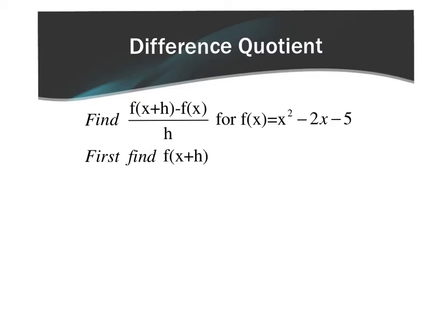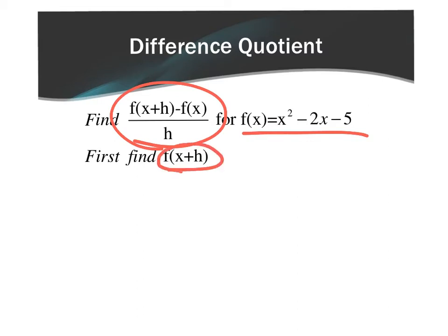The instructions will say find the difference quotient. So this time it gives it to you, but it doesn't always give it to you. It just could say find the difference quotient. You need to know what that is, okay? But it does have to give you what f of x is. So the first thing we're doing is just finding f of x plus h.